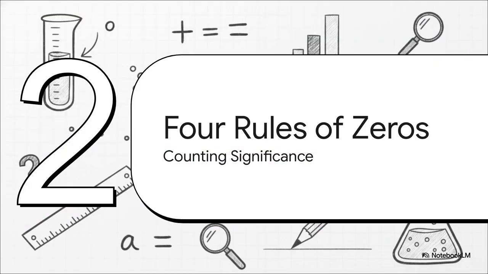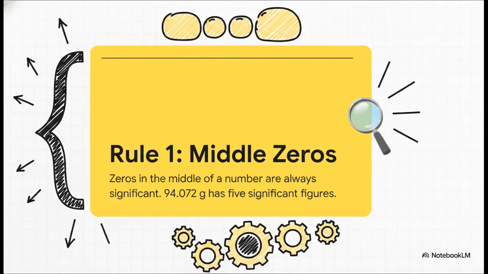Section 2. The four rules of zeros. Now, while digits 1 through 9 are always significant, zeros are tricky. To keep our measurements scientifically honest, we have to enforce 4 specific rules. Let's look at Rule 1. Zeros in the middle of a number are treated just like any other digit.